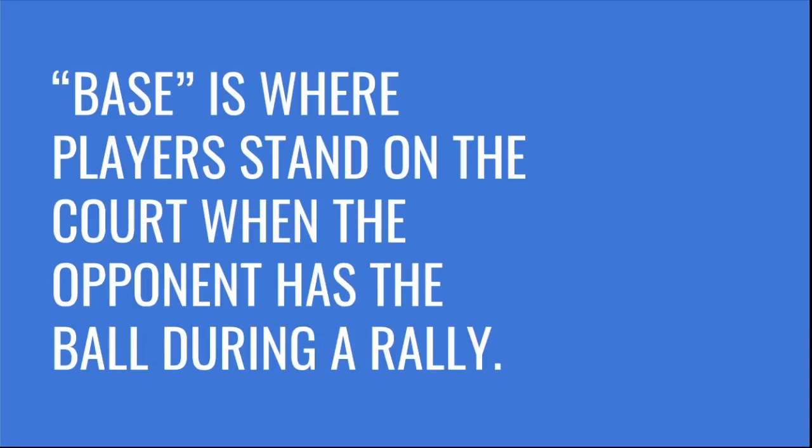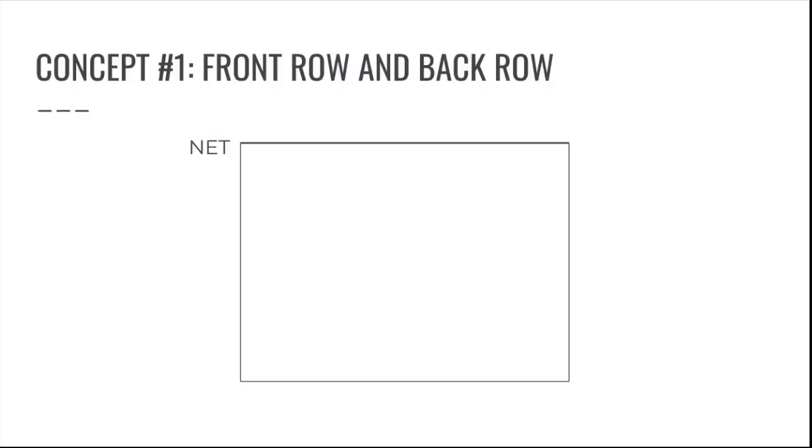Let's talk about what base is to begin with. Base is where players stand on the court when the opponent has the ball during a rally. So after your team has served, your team will run into base. After the opposing team has served at you and you've returned it from serve receive, your team will run to base. So I always tell my players, think of this as your home base position, and that seems to help with the understanding.